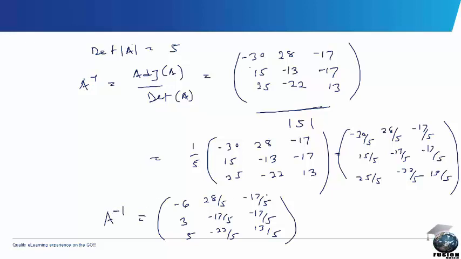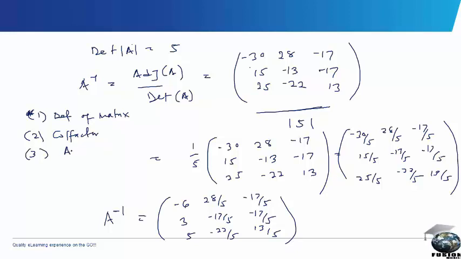And so whenever you're told to find the inverse of a matrix, you have to take four steps. First, you determine the determinant of the matrix. Number 2, you find the cofactors of the matrix, and then number 3, you find the adjoint of the matrix, and then the 4th step is to take the inverse of the matrix. Okay, these are all the steps that lead to the inverse of a matrix.